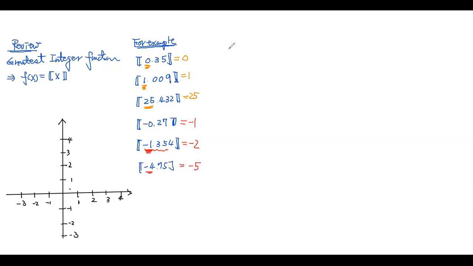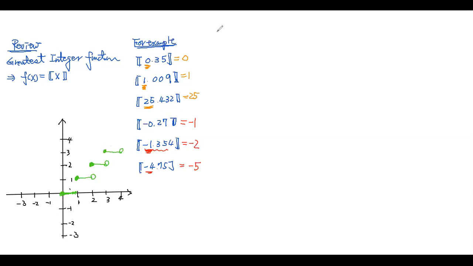That's why, when you see the graph of the greatest integer function, it looks like this. When x is 0, the value is 0. Anything between 0 and 1, like 0.35 or 0.21, is always 0. But as soon as it touches the whole number, when x becomes 1, the value becomes 1. Then everything between 1 and 2, like 1.5 or 1.4, is still 1. But when it touches 2, it becomes 2. That's what the function looks like.